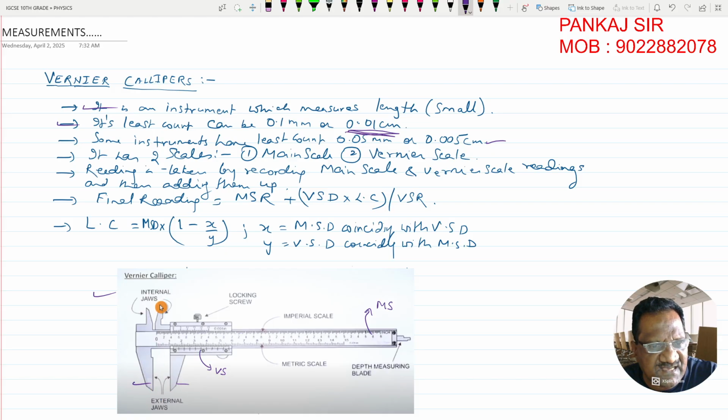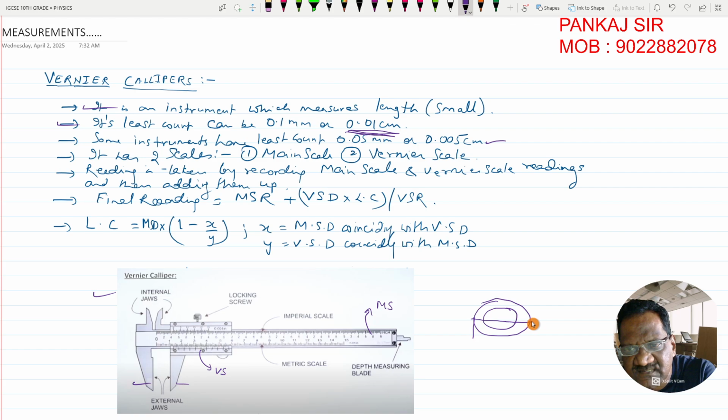You will find that there are internal jaws also over here, and the purpose of these internal jaws is that many times you need to find out the inner diameter. So there is something called inner diameter and outer diameter. Suppose you have a cylinder, then this is your external diameter.